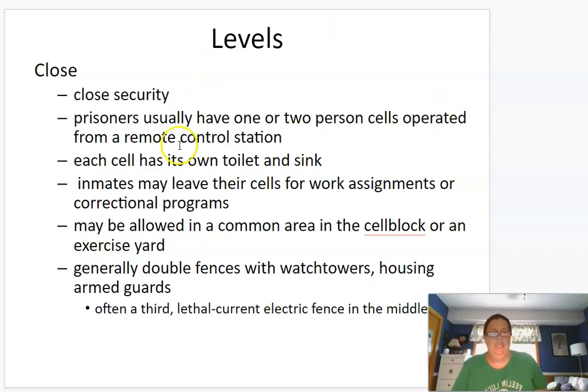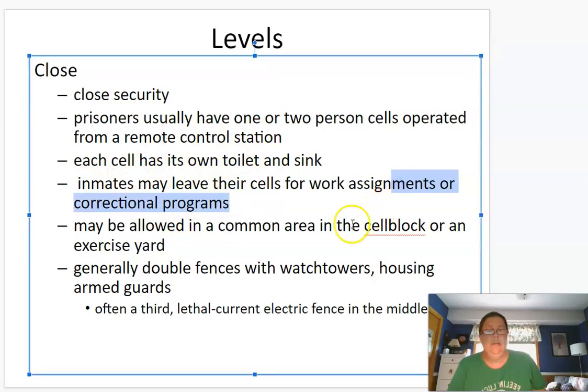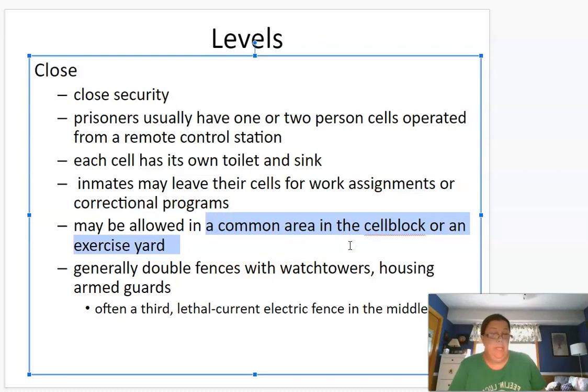So you're starting to see that it could be 2 people to a cell. They still have a toilet and a sink within the cell. There is, as I said, more movement here. They may have more free time. And that's when you start to see more of that open space.